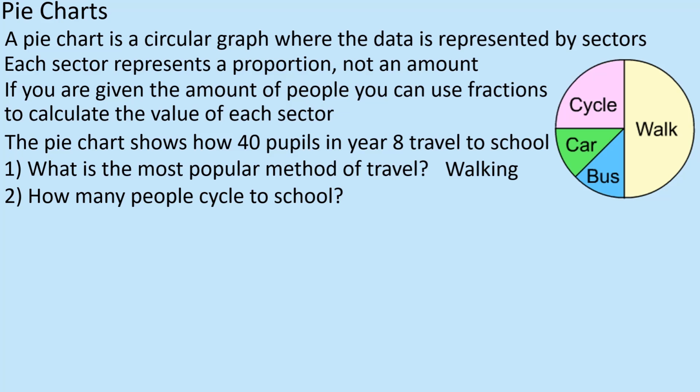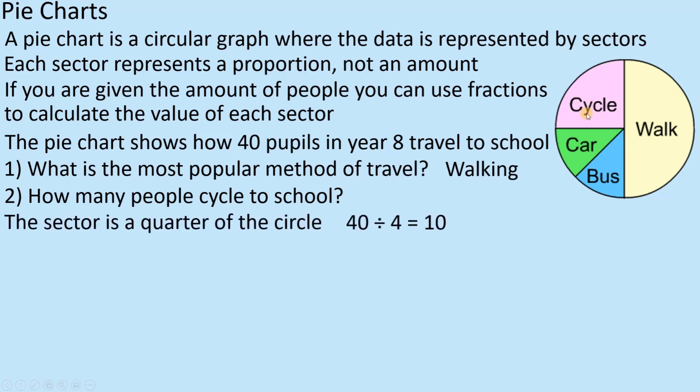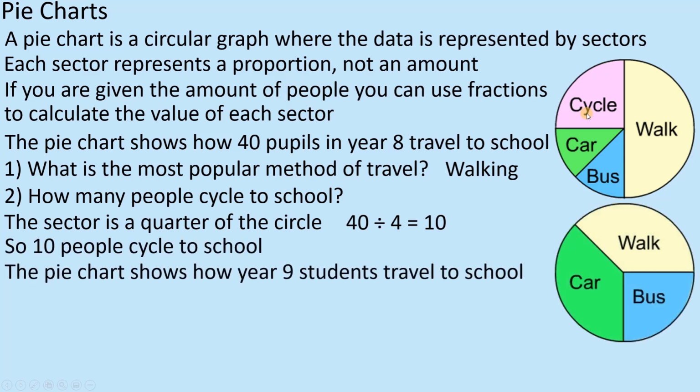How many people cycle to school? Well, because the whole lot represents 40, and this looks like a quarter to me, I'm going to do 40 divided by 4, and that's going to give me 10. So that would say 10 people cycle to school.